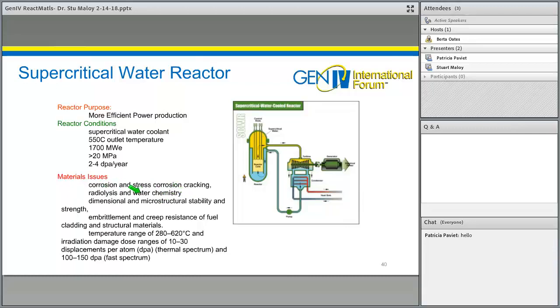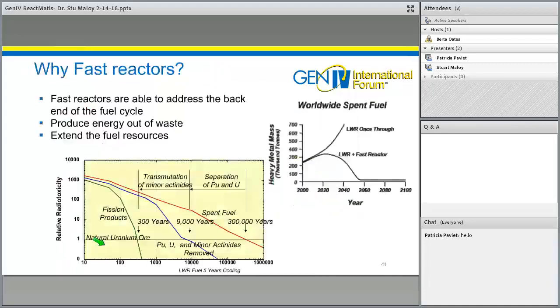Radiolysis and water chemistry can lead to increased corrosion of material. Worrying about dimensional and microstructural stability at these higher pressures, and embrittlement and creep resistance of cladding at the higher temperatures that we're running at in this supercritical water reactor. As you know, the temperature range can range from 280 up to 620 degrees C, and the radiation damage dose can range from 10 to 30 dpa in the thermal spectrum, but the fast spectrum can be even higher, up to 100 to 150 dpa.